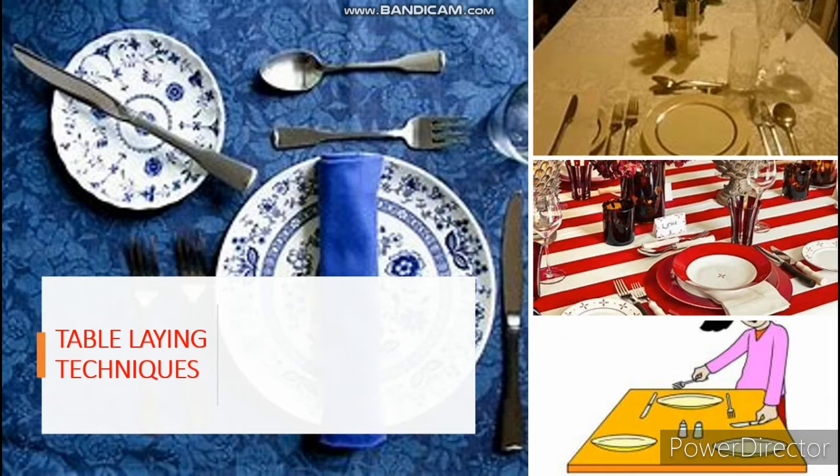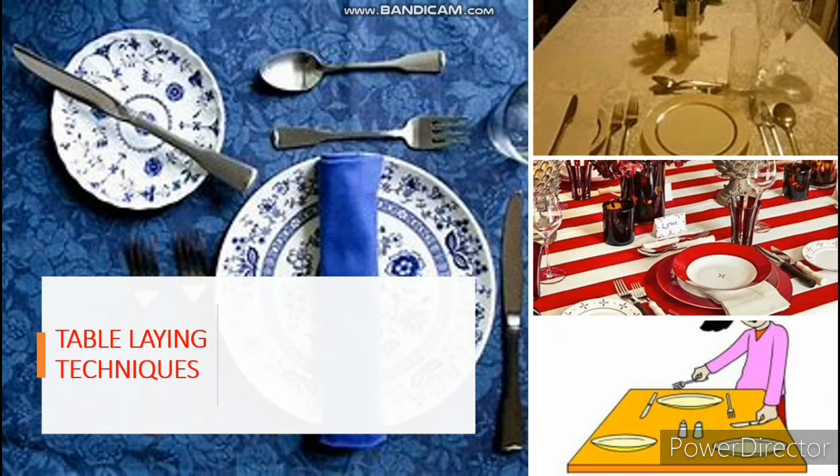Table laying techniques. What do we mean by table setting or laying a table? Table setting refers to the way to set a table with tableware such as eating utensils for serving and eating. The practice of dictating the precise arrangement of tableware has varied across cultures and historical periods. In setting a table, you must make sure that the tablecloth is clean, the table is well set and attractive, and the cutlery well placed.